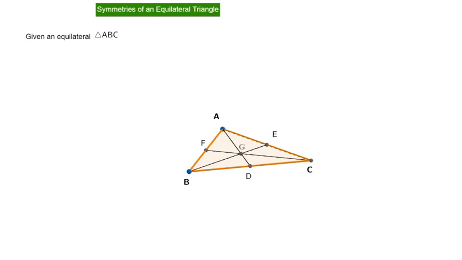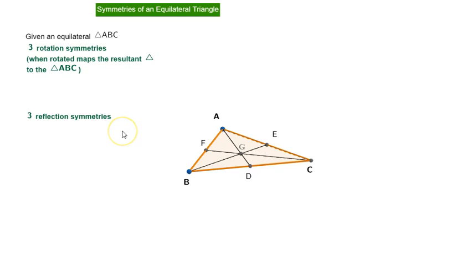Now, in the case of an equilateral triangle, there are two types of symmetries: rotation symmetry and reflection symmetry. Let's look at the rotation symmetries. There are three of them. If we don't do any rotation, in other words, rotating it by 0 degrees, we get the same triangle ABC.